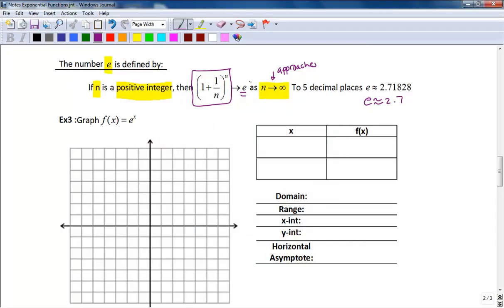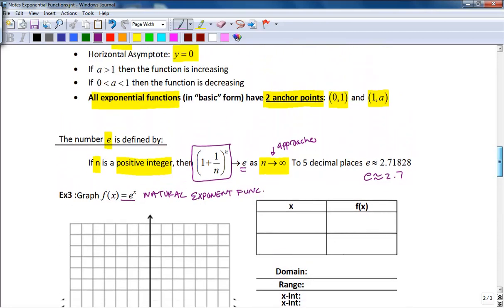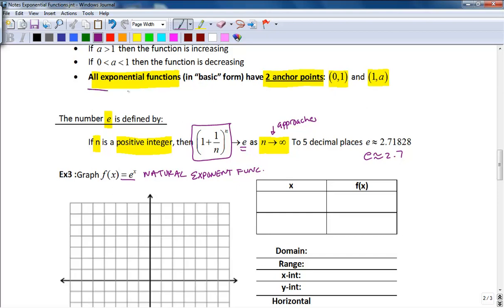So e to the x is called the natural exponent function. So this is my natural exponent function. What I want to do is graph e to the x. Now notice there's only 2 places for input here, and that's because I want to go back to what we said before. All exponential functions in that basic shape form have 2 anchor points, and this is a basic shape because it does not have any horizontal shifts or vertical shifts, etc.